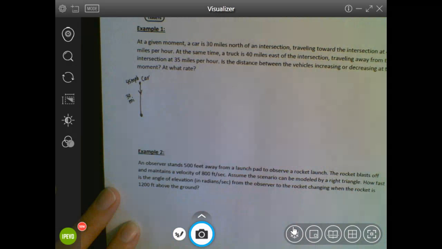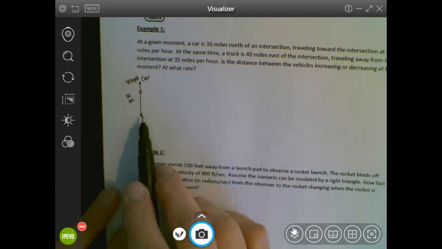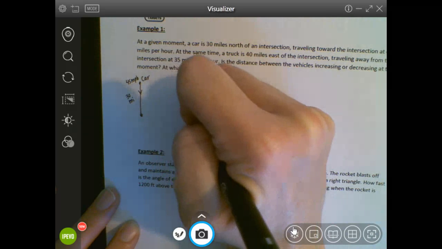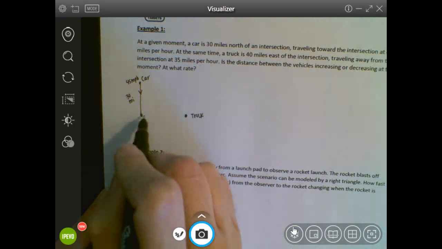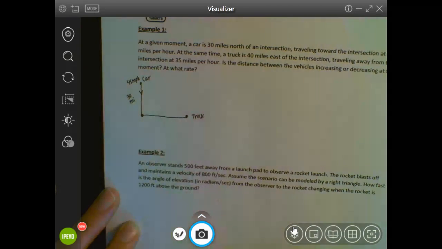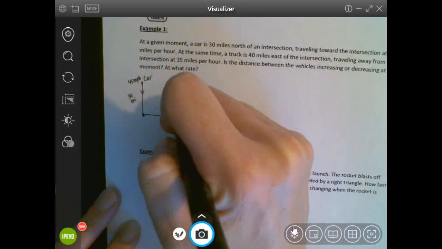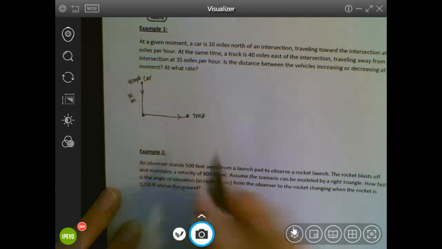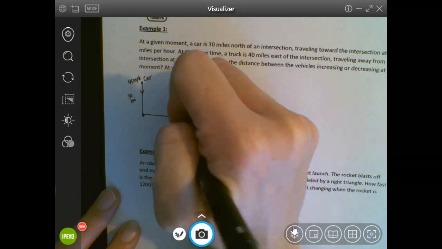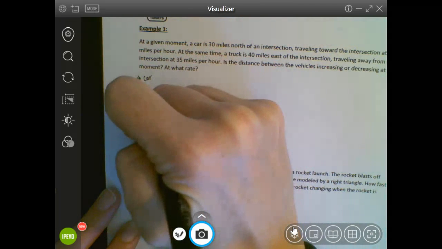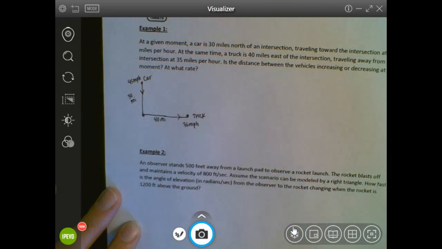At the same time, a truck is 40 miles east of the intersection. So here's my intersection. I'm going to draw the truck somewhere over here, traveling away from the intersection at 35 miles per hour. So I'm going to draw myself a little arrow indicating that my truck is driving away from that, and we know that it's traveling at 35 miles per hour. I'm also going to put its distance, which is 40 miles.